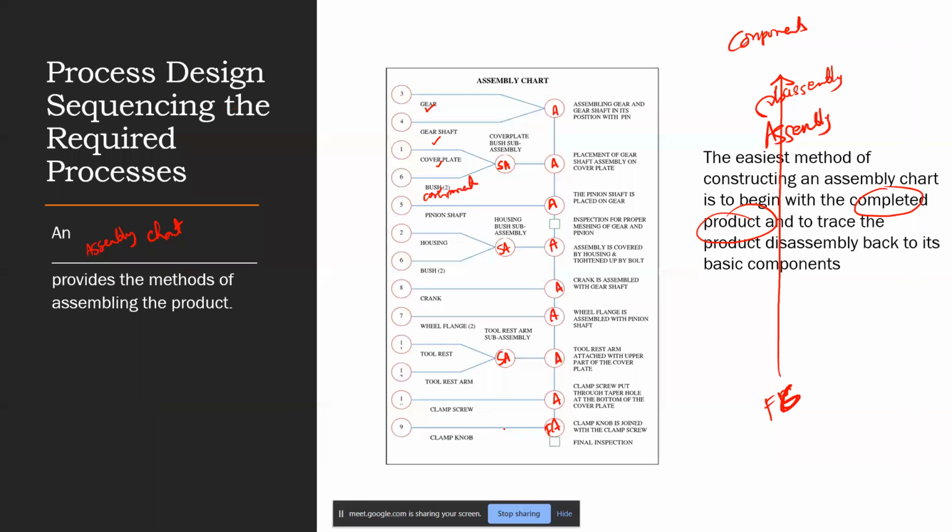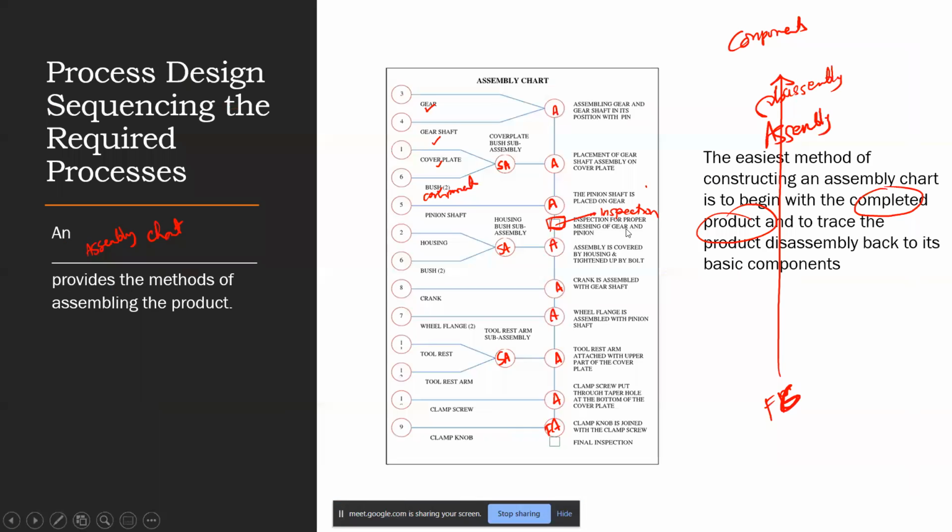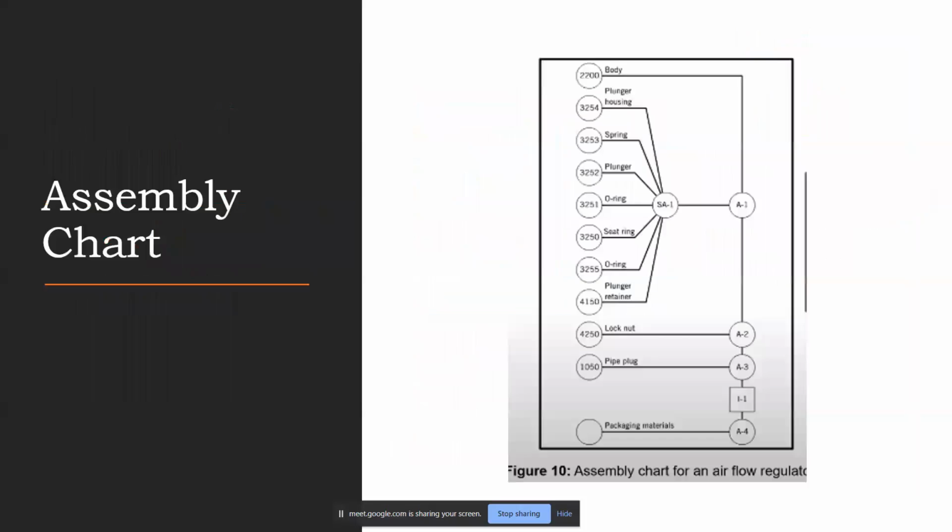So, if we go back here, anong ibig sabihin ng box na yun or yung ating parang square? Yan po yung ating inspection. Okay? Questions? Wala. Okay, seems wala po.